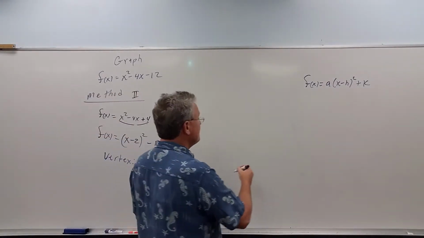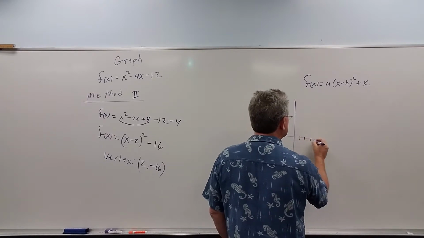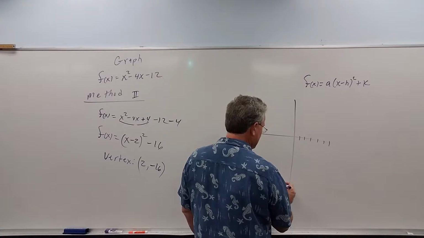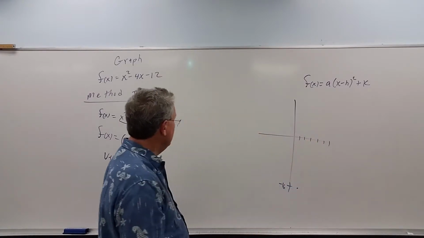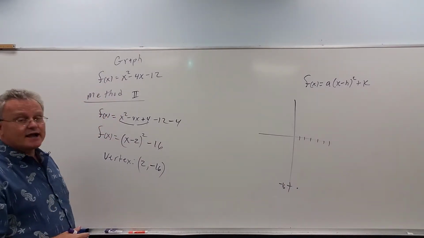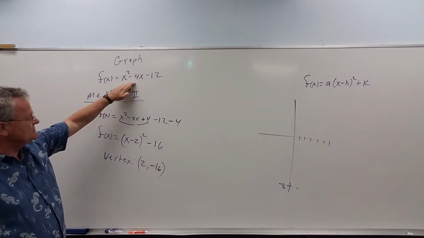So then, what we would do next is plot the vertex. 2, and then down here somewhere is negative 16. Then we want to know where does it cross the x-axis. In other words, where is this equal to 0?